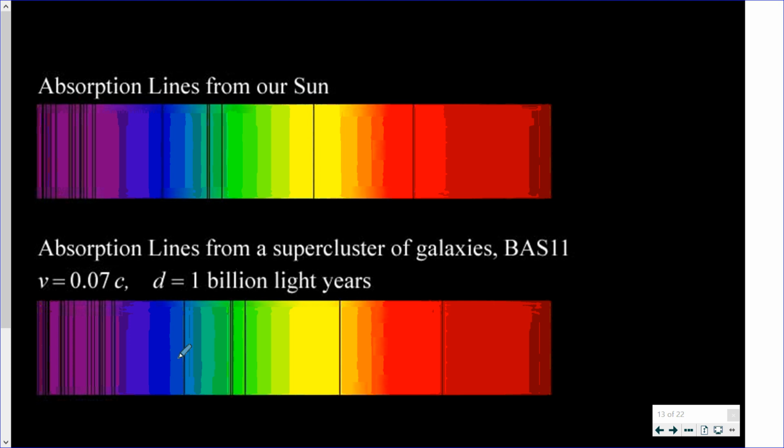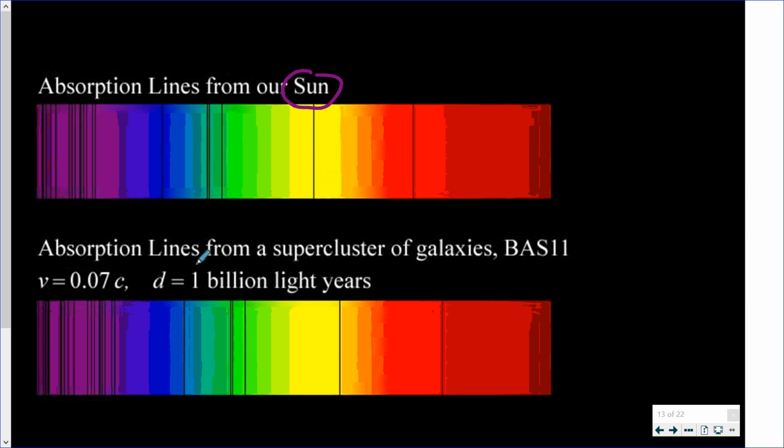This one is taking a look at the absorption lines from our sun. This is using a spectroscope on Earth, and what it shows is that before it reaches the Earth, these wavelengths or frequencies, some of the red has been removed, some of the yellow removed, some of the green, blue, and purple has been removed.